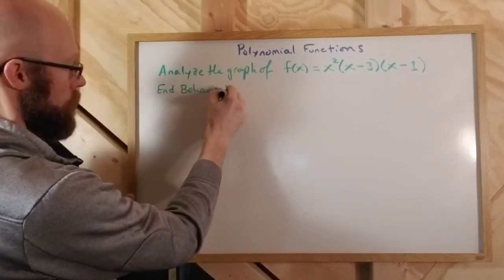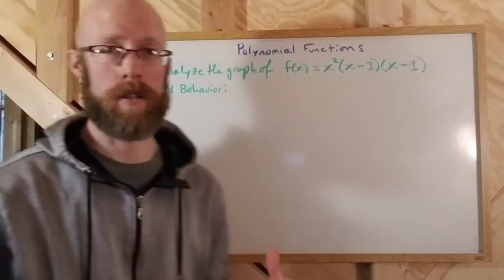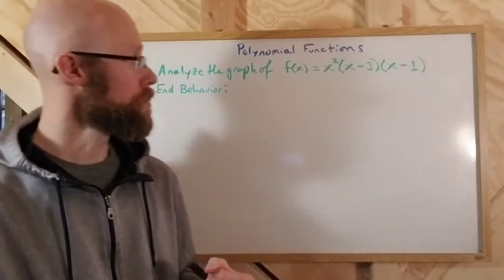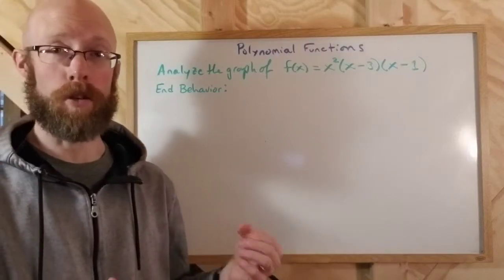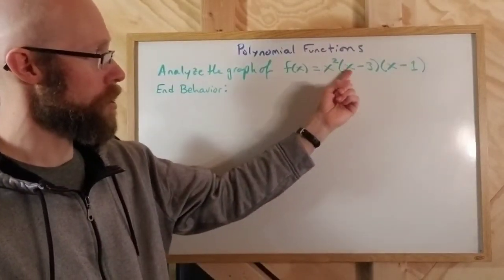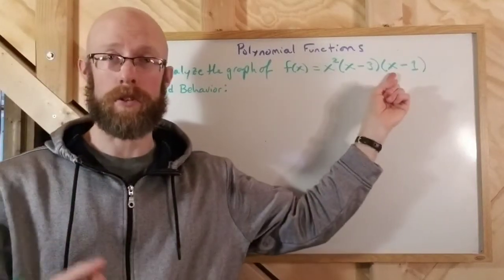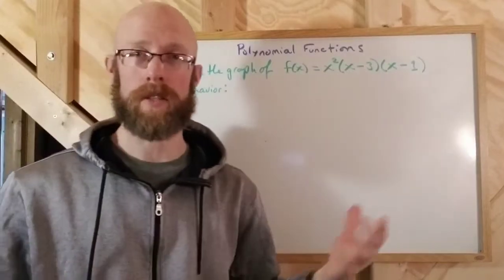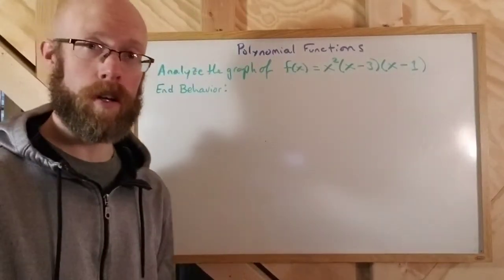Remember, the end behavior is the power function that represents the tails of the graph. Well, the power function is going to be your leading term. And here my leading term is found by taking all of the leading terms in each factor and multiplying them together. So I get x squared times x is x to the 4th with a 1 coefficient.